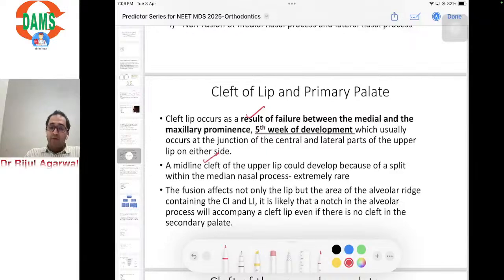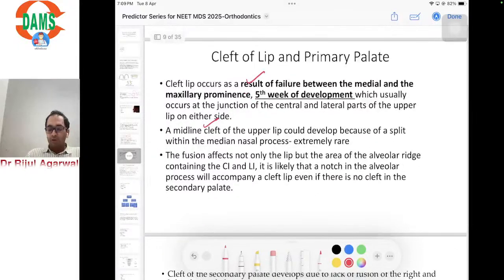Next, midline cleft of the upper lip is extremely rare and can occur due to a split within the medial nasal process. And lastly, the non-fusion not only affects the lip but part of the alveolar ridge as well, which contains the central and the lateral incisor. So it can lead to unilateral cleft of the lip and the alveolus as well.